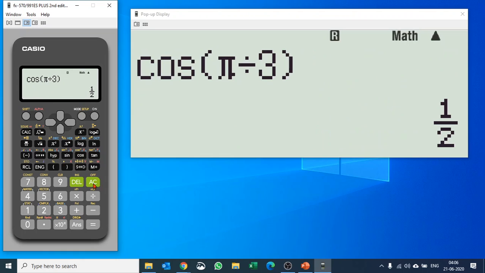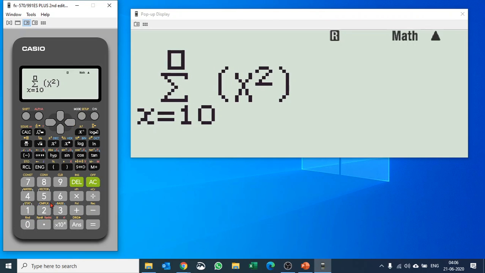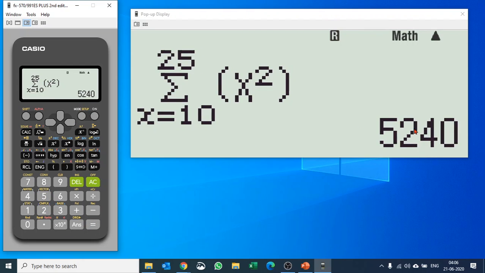Then let's say you would like to find a summation. Summation is a button here. Hit shift and log to get summation. Let's say the nth term here, we'll put in the nth term in terms of x. So we'll hit alpha and close parenthesis to get x, and let's say it is x squared, and we would like to find out the sum of this series from 10th term until 25th term. It equals, and you get the answer.